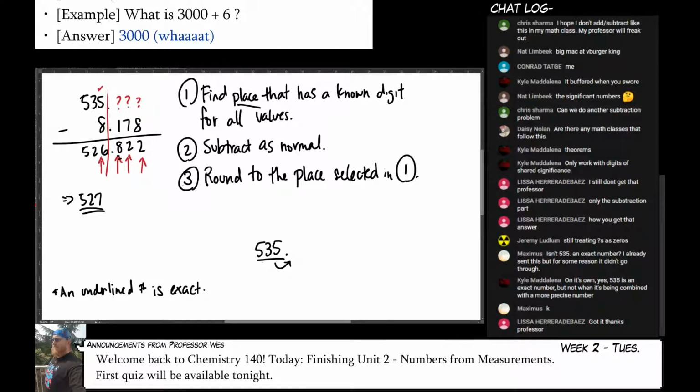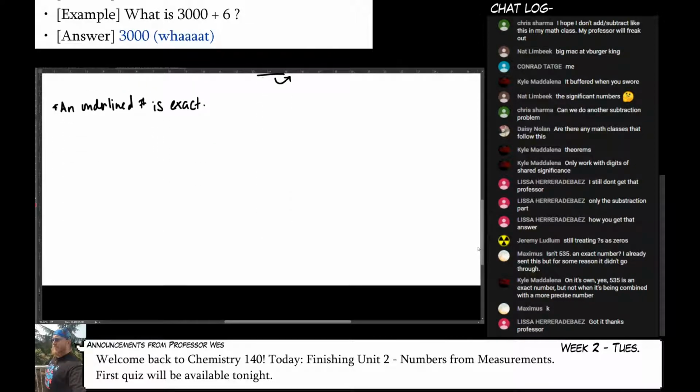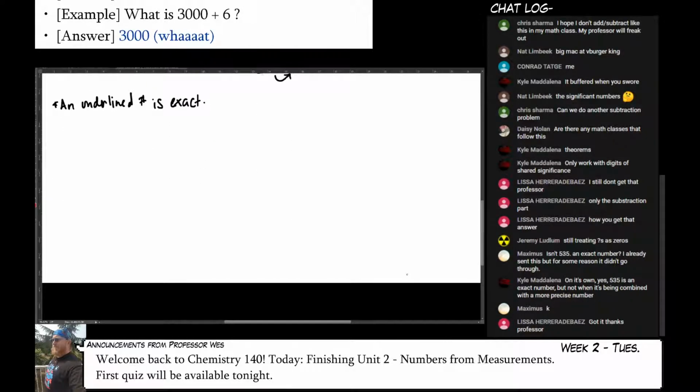So I will usually write something like this. An underlined number is exact, and so I might say 480 plus 29.28 minus 6, and then I'll underline the number 6 or something like that. And what that means then is that if the underlined number is exact, then you know this about it.